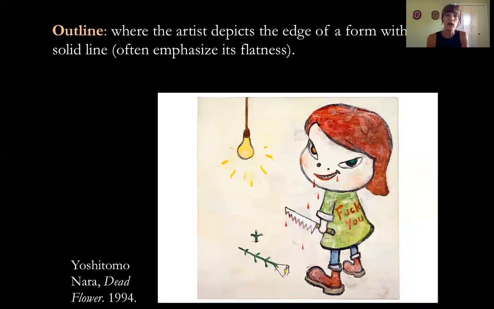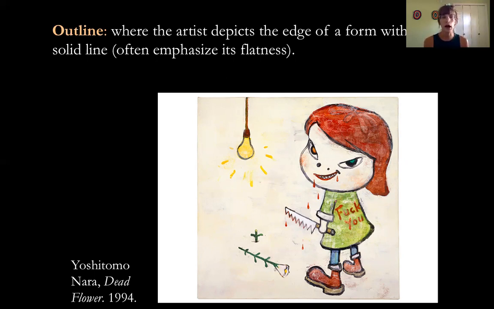Within that, we have outline. This is where artists depict the edge of a form with a solid line. Here you see a work by Yoshitomo Nara. This artist uses line in kind of a cartoonish fashion. So it's really that thick black outline that denotes the flatness, right? We know this is a representational image of a little girl, but it's also emphasized that it is not realistic. This is a flattened image, much like a cartoon.